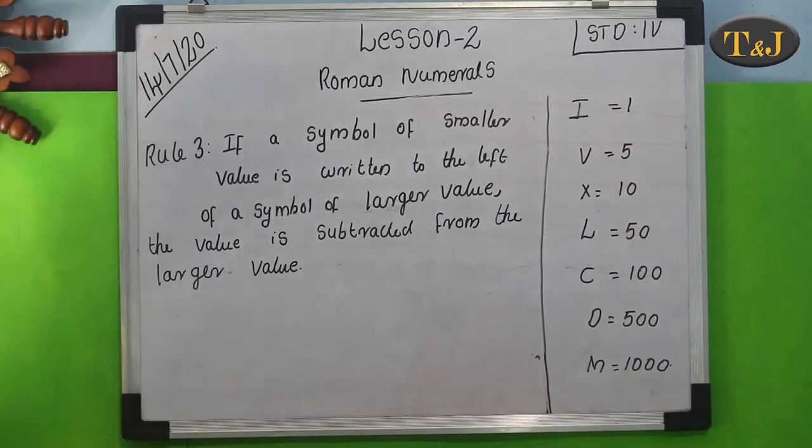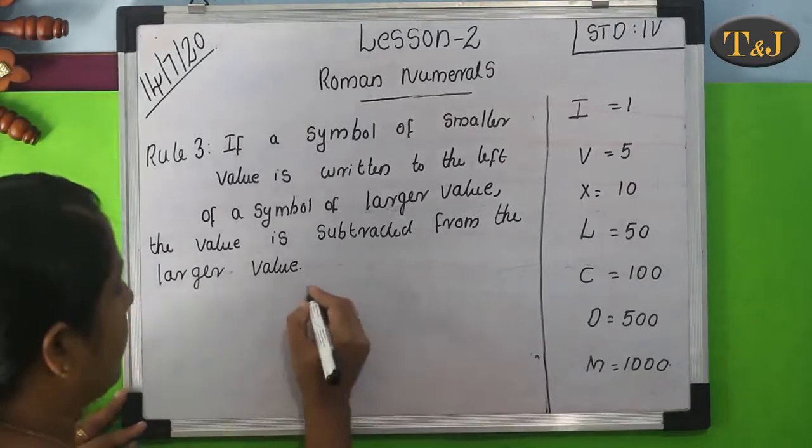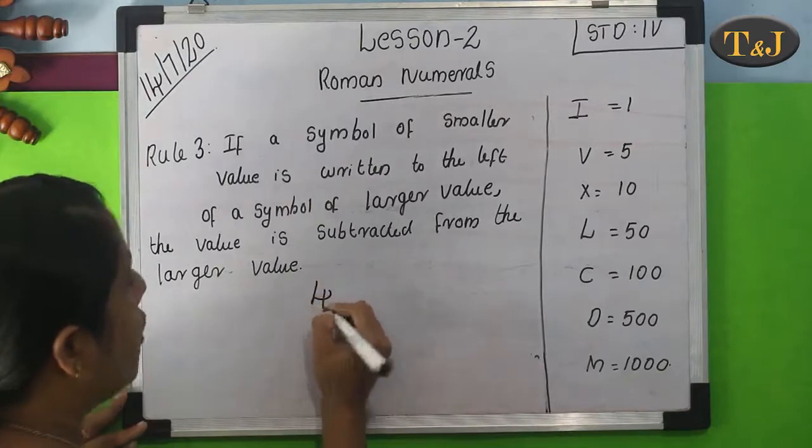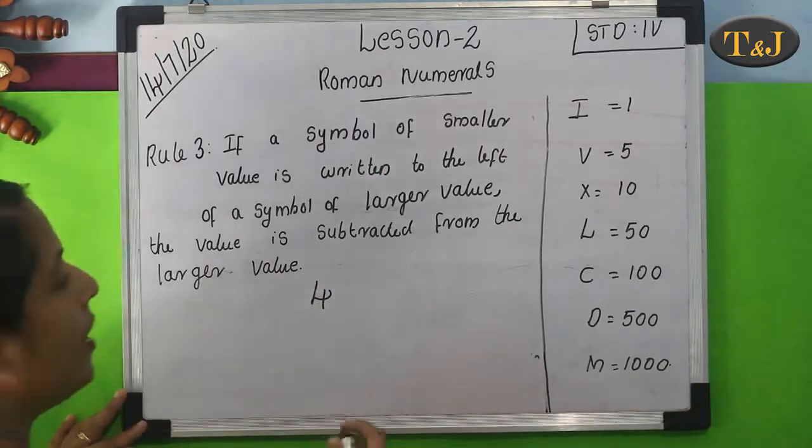Rule number 3: if a symbol of smaller value is written to the left of a symbol of larger value, the value is subtracted from the larger value. That means we want the smaller values of Roman numbers. Consider the number 4. How can we write the number 4?